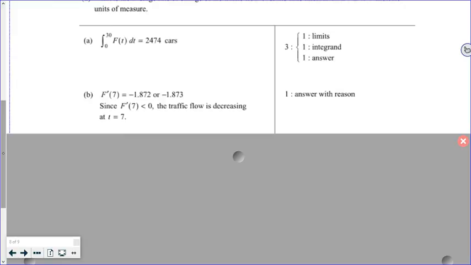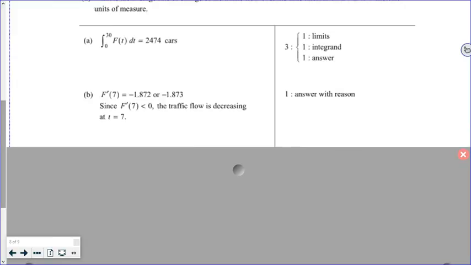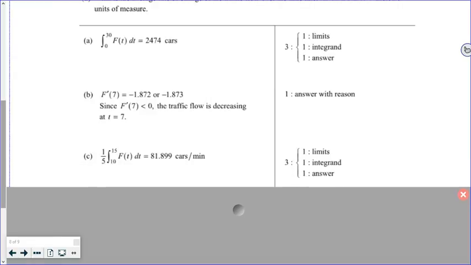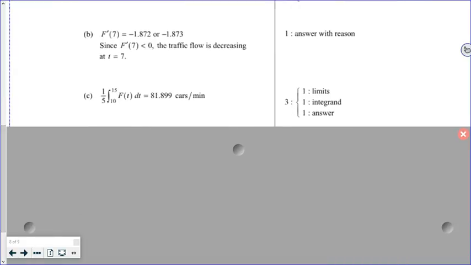Okay. All right. Part C is worth 3 points again. It says 1 for the limits, 1 for the integrand, and 1 for the answer, just like we saw at the beginning. So again, I did this on my calculator. If I get 81.899, 1 point. You have to show the setup. So continuing to show that we know how to communicate what is happening in the problem with our mathematical notations.